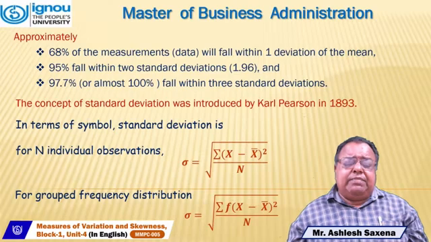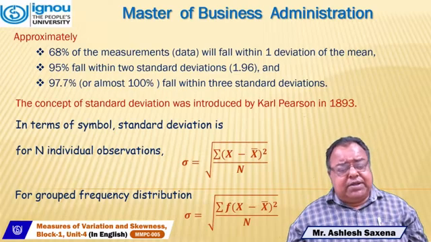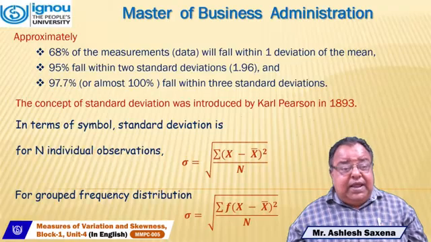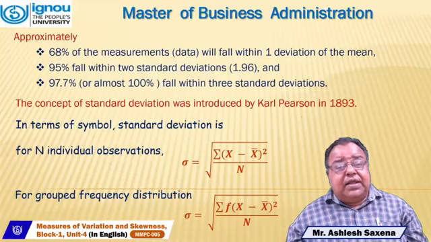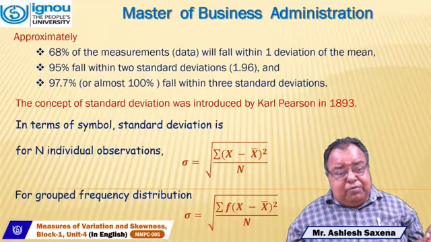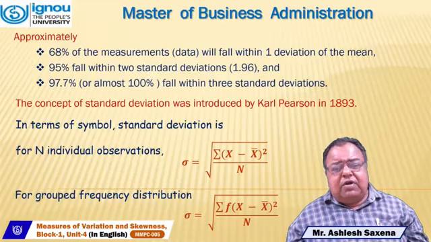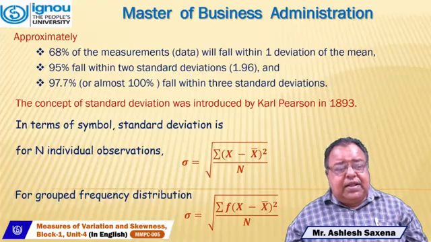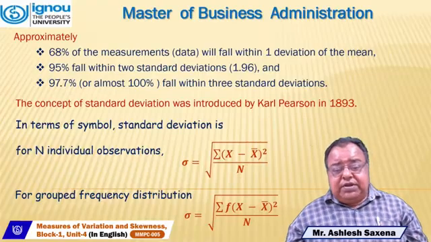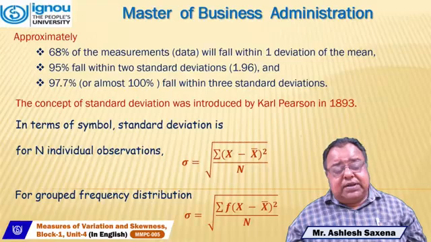Approximately 68% of the measurements will fall within one standard deviation of the mean. 95% will fall within two standard deviations, and 99.7%, that is almost 100%, fall within three standard deviations. The concept of standard deviation was introduced by Karl Pearson in 1893.